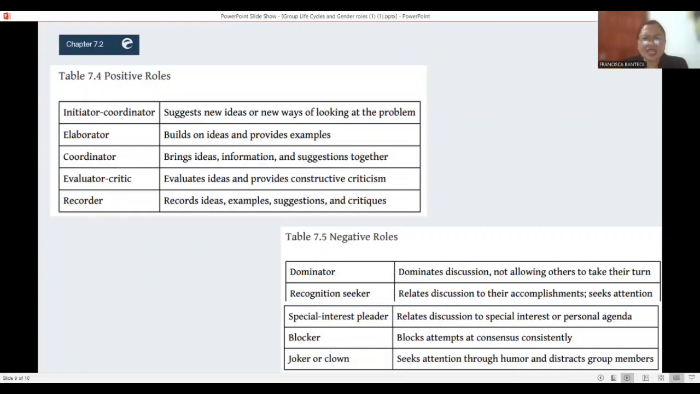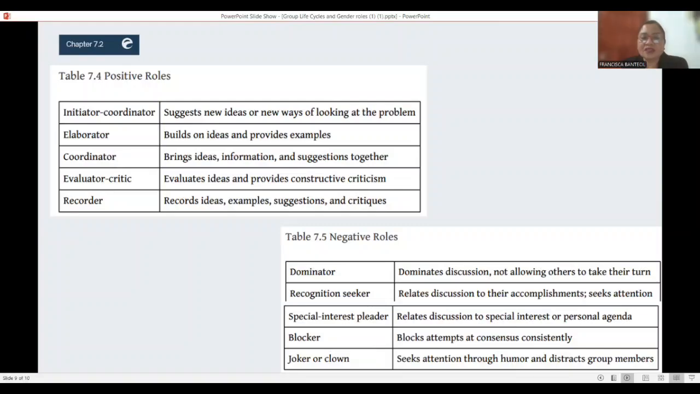Next is the coordinator. This brings ideas, information, and suggestions together. And next is the evaluator or critic. It evaluates ideas and provides constructive criticism. And the last, for the positive roles, the recorder records ideas, examples, suggestions, and critiques. And the next are the negative roles. The negative roles are the following.